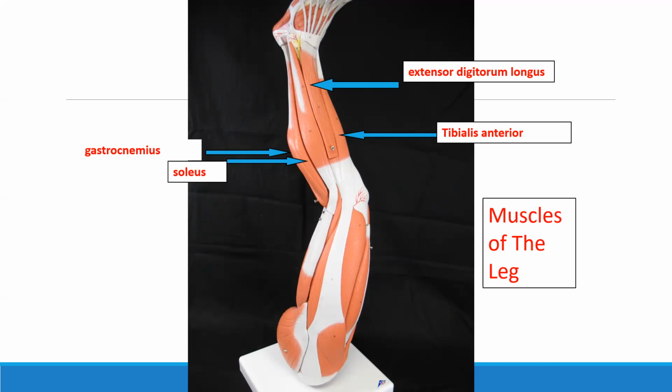What the gastrocnemius does by way of the Achilles tendon is, the gastrocnemius inserts on the calcaneus, and when it contracts, it causes us to raise our heel. That's called plantar flexion, and I'll show you this in another slide here in a minute. We raise our heel. So when our heel goes up, our toes go down.